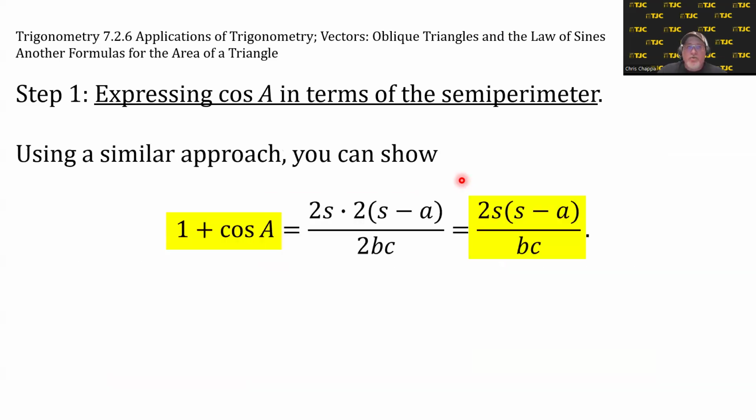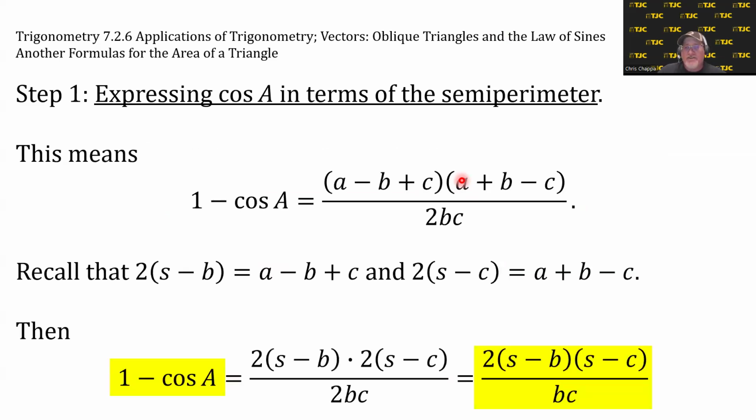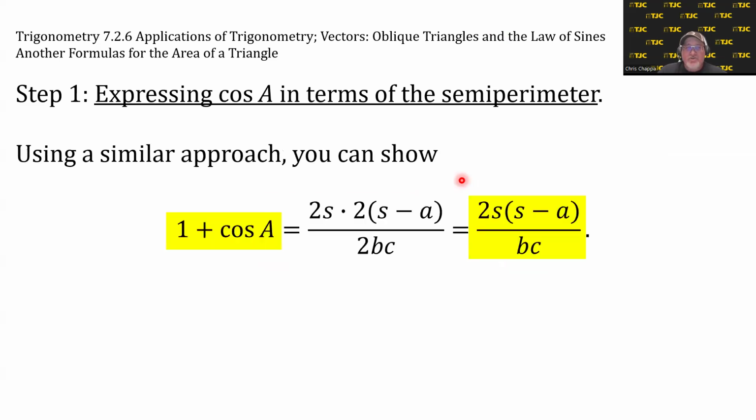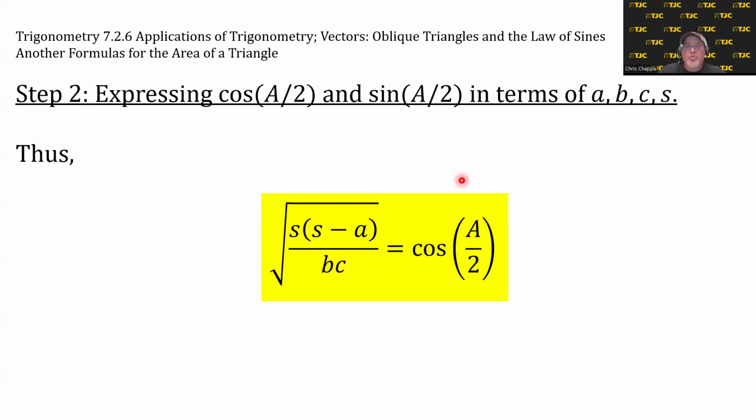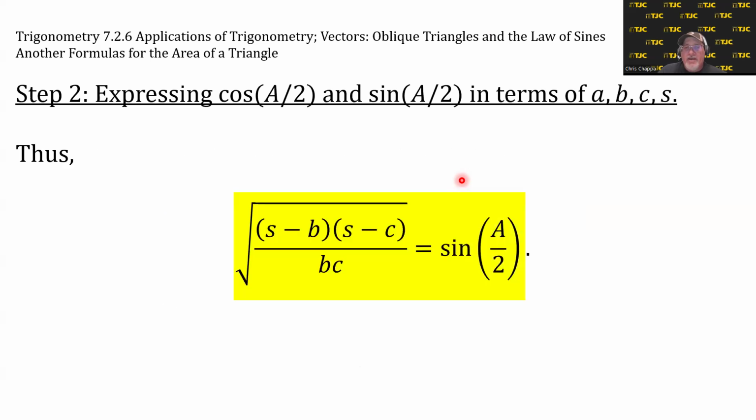Summarizing, in step 1, we derived that 1 minus cosine of A is equal to that fraction, and 1 plus cosine of A is equal to that fraction, where A, B, and C are the sides of a triangle, and S is the semi-perimeter, half the sum of the sides. In step 2, we derived that cosine of A over 2 equals this square root, and sine of A over 2 equals that square root.